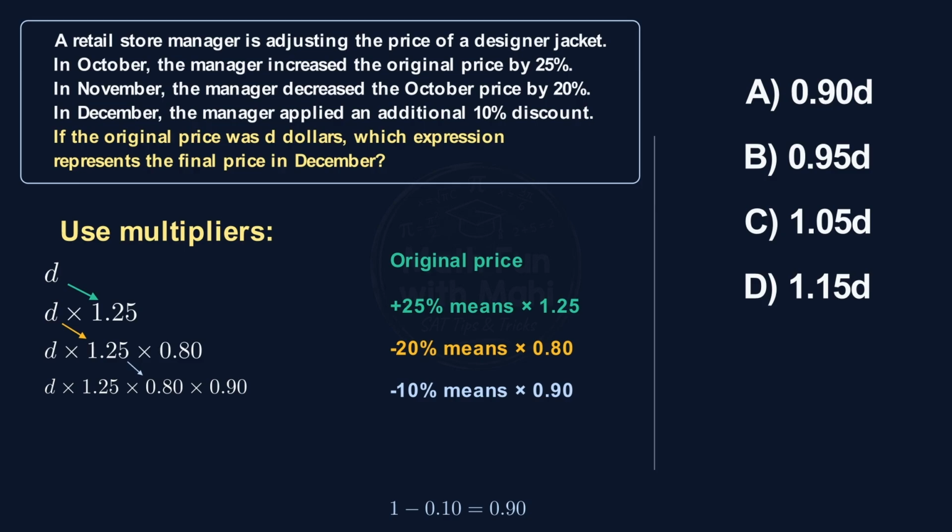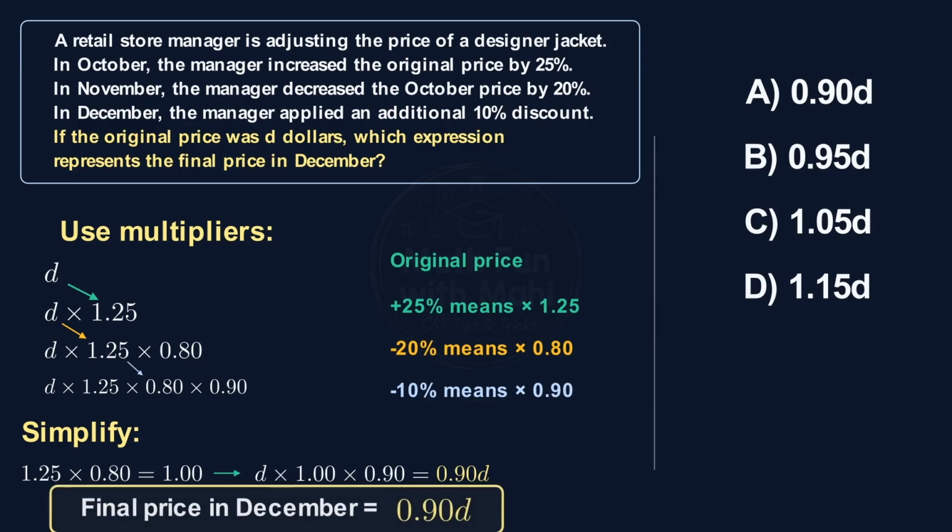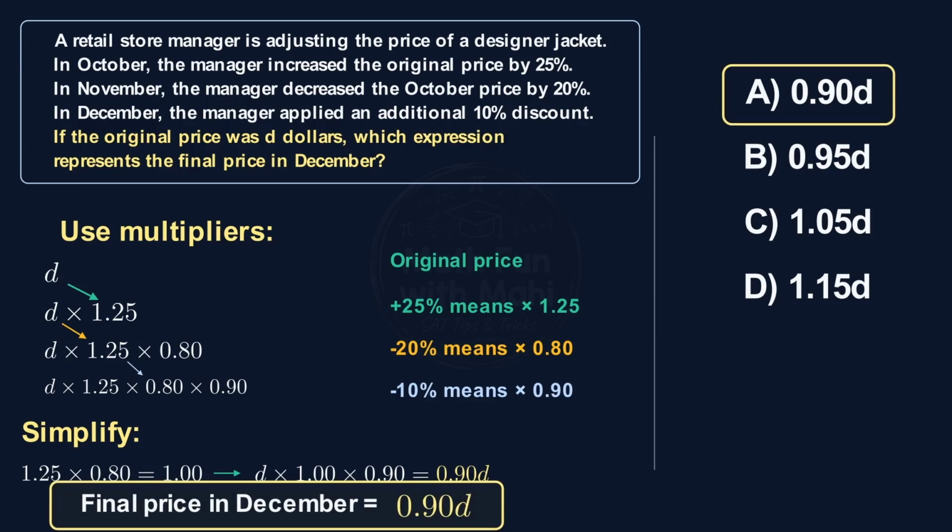Here's the cool trick. The test makers love numbers that play well together. If you calculate 1.25 times 0.8, you get exactly 1. Since that part of the equation cancels out to 1, we are left with just D times 0.9. That brings us straight to our final answer, 0.9D. That's choice A. No messy scratch work, just clean logic.